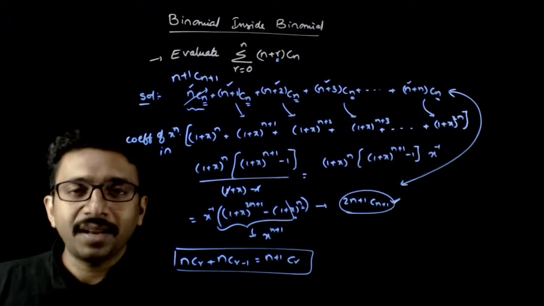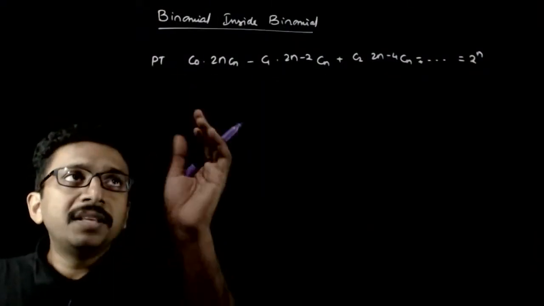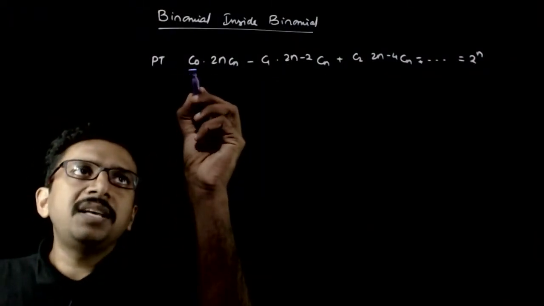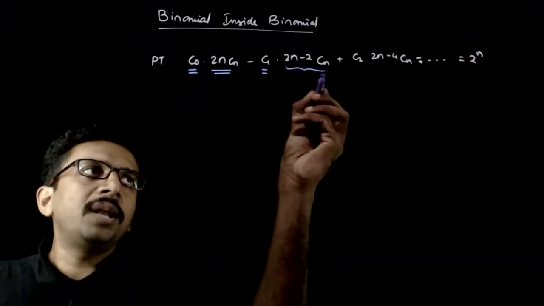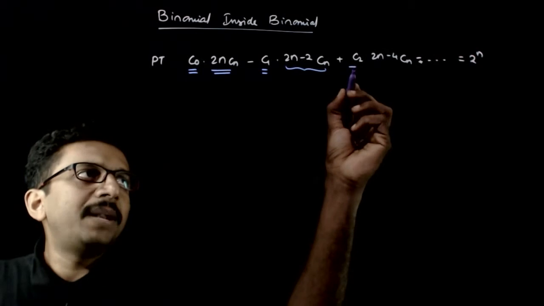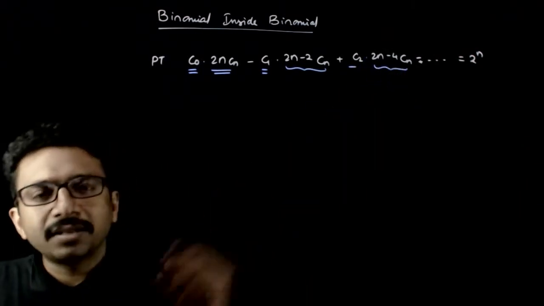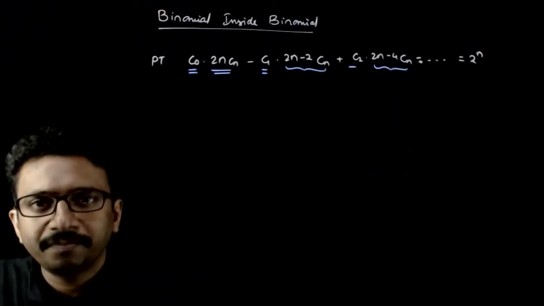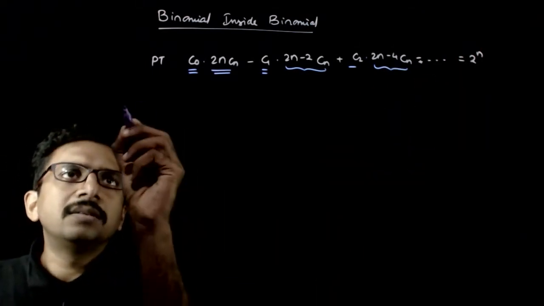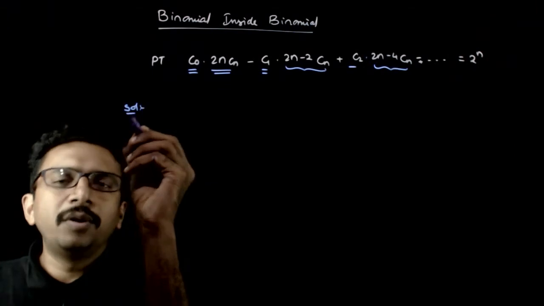So now let us look at another question. In this question you are asked to prove that C0 times 2n Cn minus C1 times 2n minus 2 Cn plus C2 times 2n minus 4 Cn and so on is equal to 2 power n. So now how do we go about doing this problem?